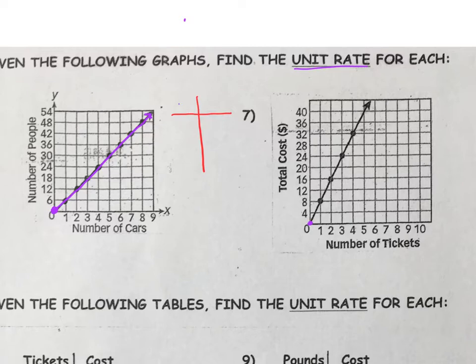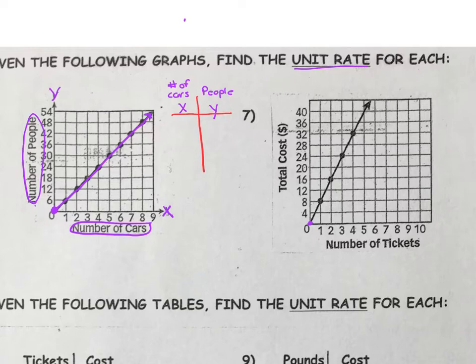Now, we know X and Y mark the tops of each of these columns. But what does X represent? Well, let's take a look. Our X represents the number of cars. And then our Y values, well, that's the number of people. So Y is a people number.